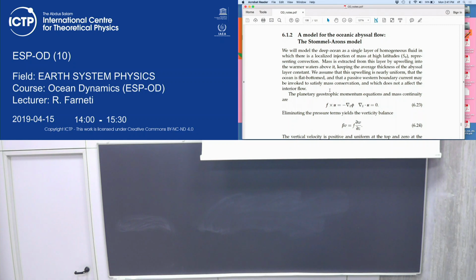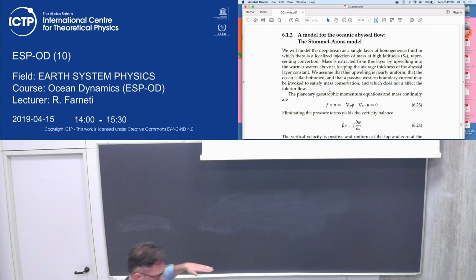So what they did is they modeled the deep ocean as a single layer. Okay, so just one layer for the deep ocean. Above that deep ocean layer is the wind-driven circulation. And they imagine a localized injection of mass at high latitudes, where the water gets very cold, sinks to the bottom, and brings mass to this bottom layer. And they call it S0, and that represents convection. How do you bring that mass back to the upper layer? Through upwelling, okay, and through diffusive processes.